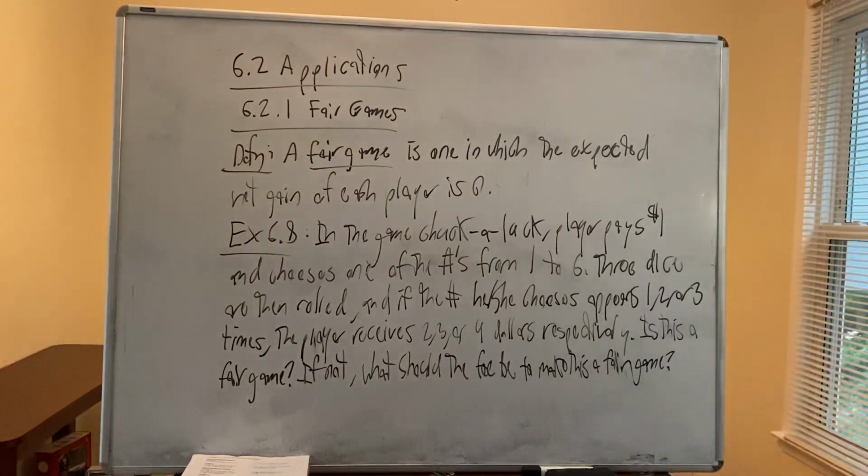Okay, so this is example 6.8. In the game Chuck-a-Luck, a player pays $1 and chooses one of the numbers from 1 to 6. 3 dice are then rolled, and if the number he or she chooses appears 1, 2, or 3 times, the player receives $2, $3, or $4 respectively. Is this a fair game? If not, what should the fee be to make this a fair game?